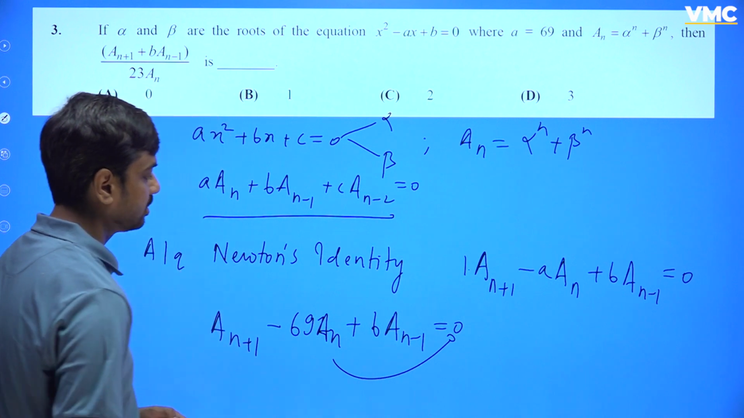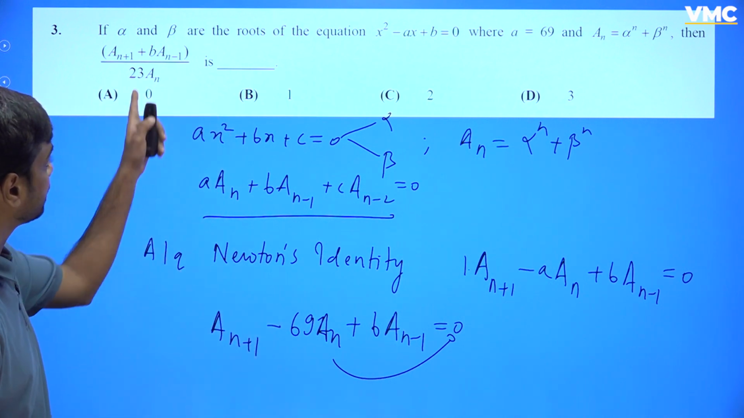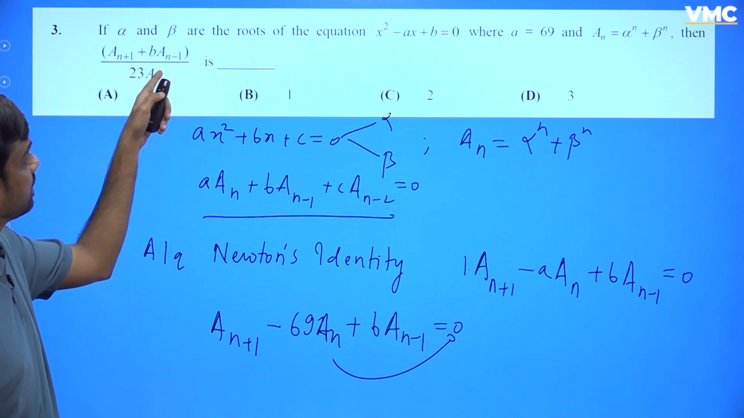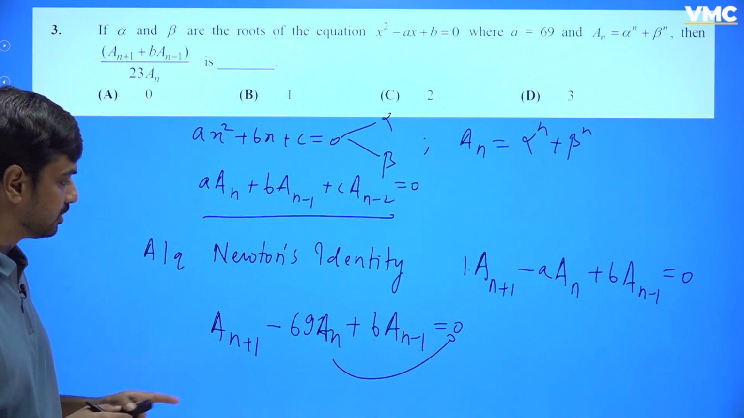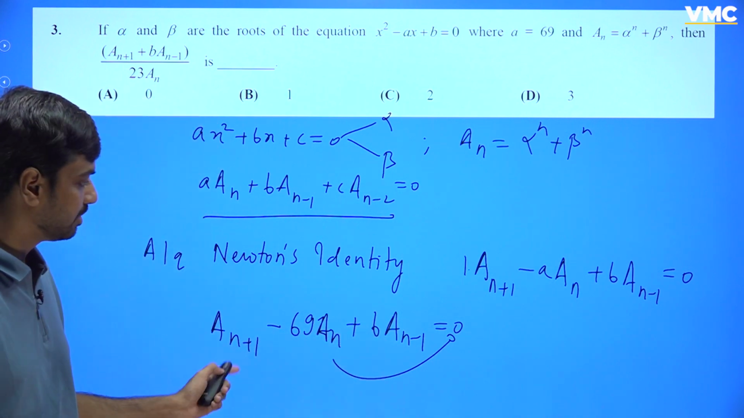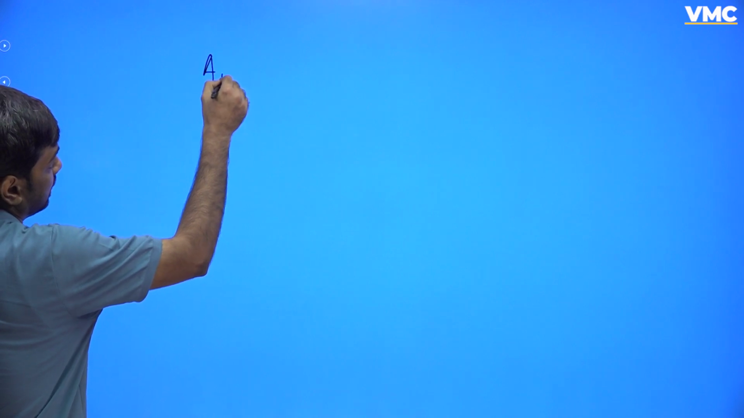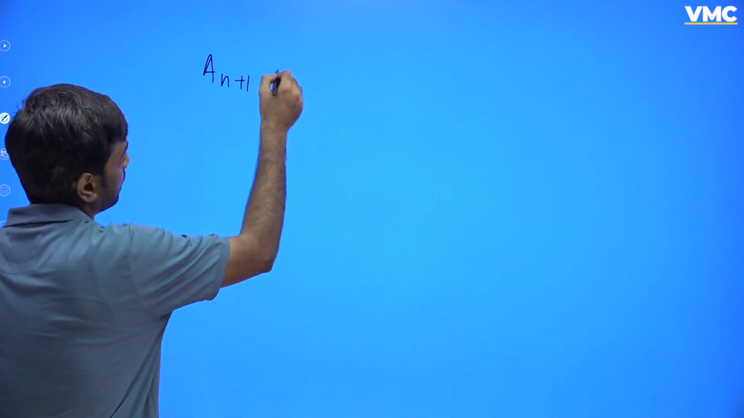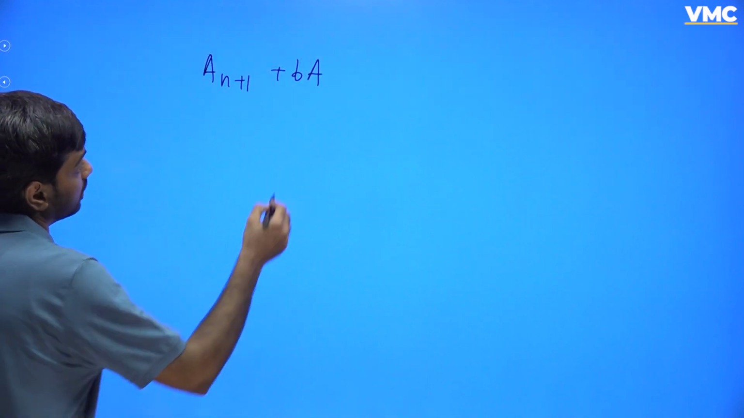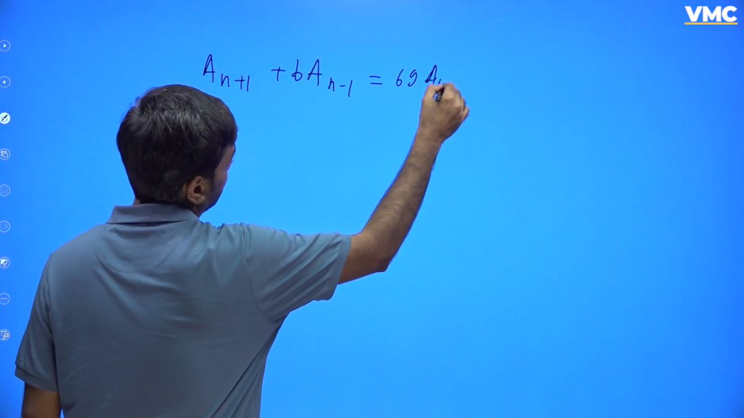Okay, so when you bring the second term to the right hand side, because as you can see in the numerator of the expression we have an plus 1 plus b times an minus 1, I want my numerator to be that only. So for that I am bringing the second term to the right hand side. So we have an plus 1 plus b times an minus 1 is equal to 69 times an.